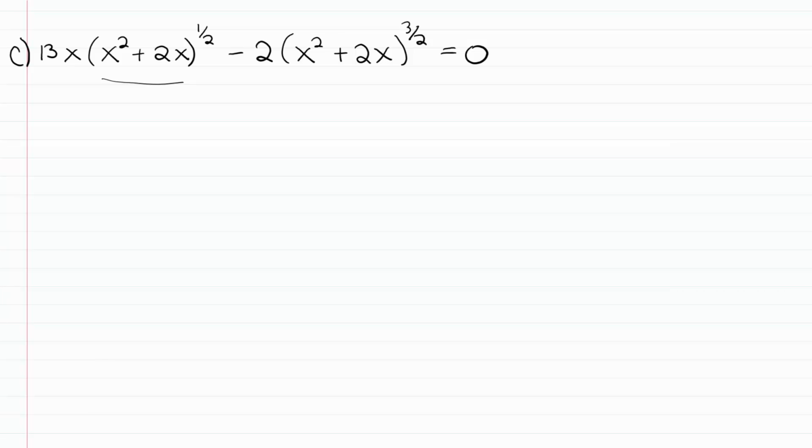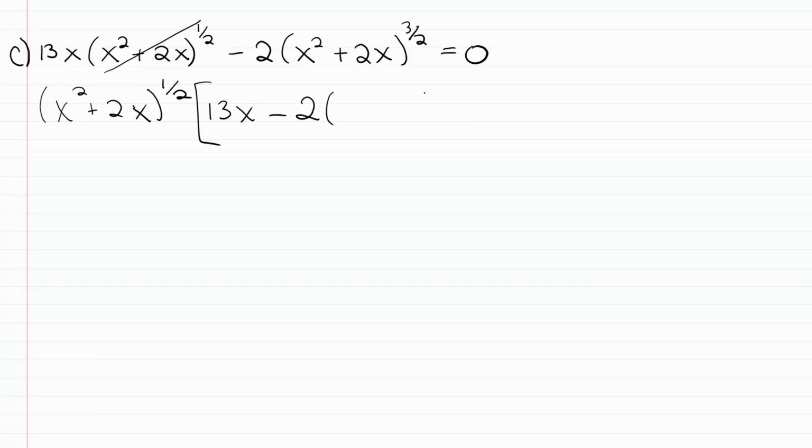We can take that out because the other term has that much and more, right? It has x squared plus 2x to the 3/2 power. All right, so let's go ahead and pull out the x squared plus 2x to the 1/2 power. Let's pull that outside and see what results. Well, that would mean this is gone from this piece, just leaving 13x. We'd have minus 2, and we'd have something left over. The question is, what will be left over?